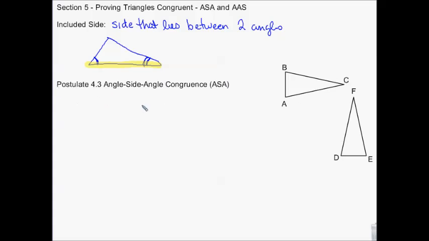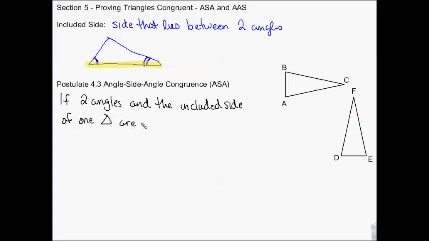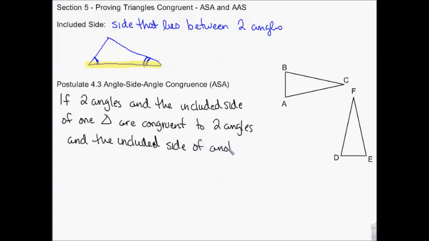And we have an angle side angle congruence, which tells us if two angles and the included side of one triangle are congruent to two angles and the included side of another, then the triangles are congruent.